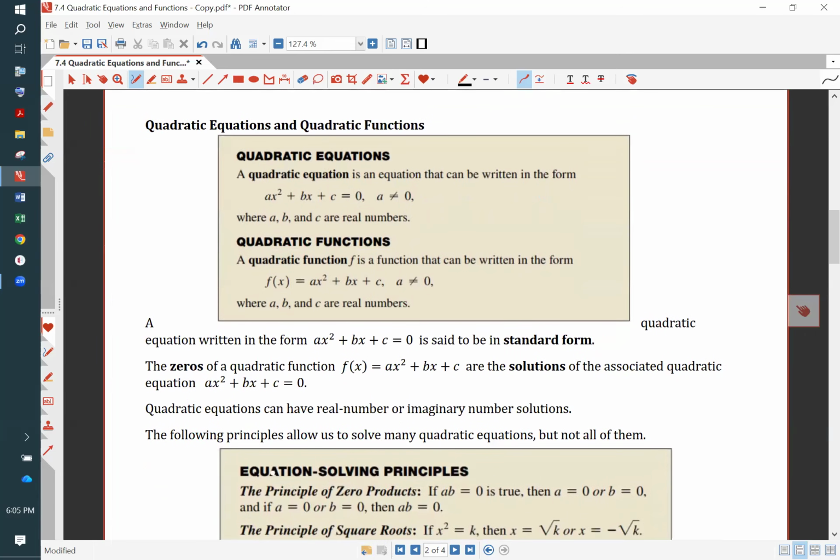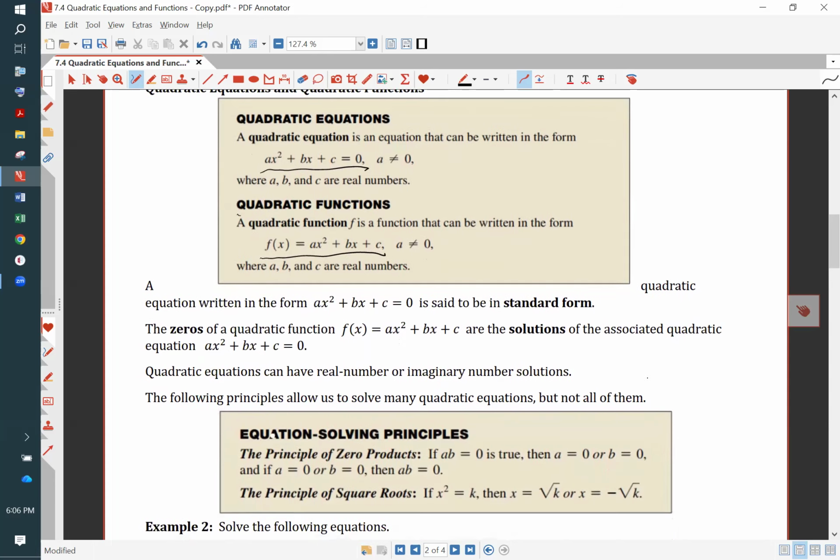All right. Now we're going to start talking about quadratic equations and quadratic functions. A quadratic equation is an equation that can be written in this form where a, b, and c are real numbers and a is not equal to 0. All right. A quadratic function is a function that can be written in this form with a not equal to 0. Little formatting problem here. A quadratic equation written in this form is said to be in standard form.